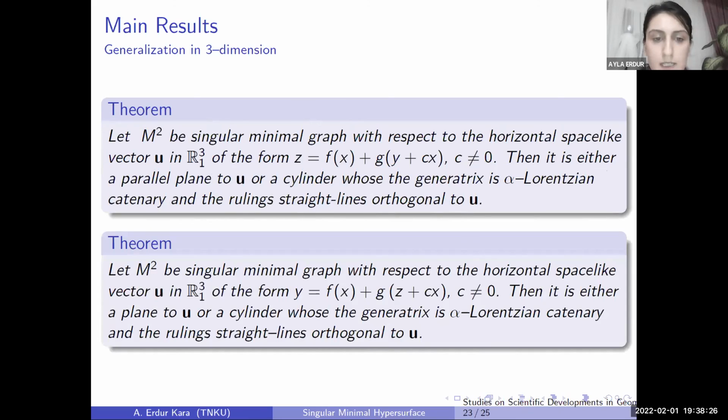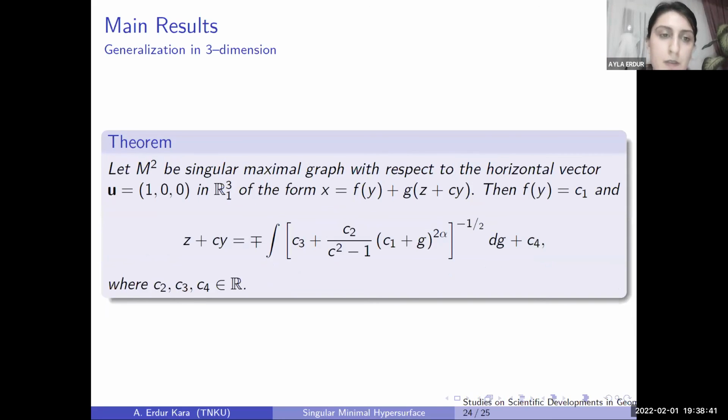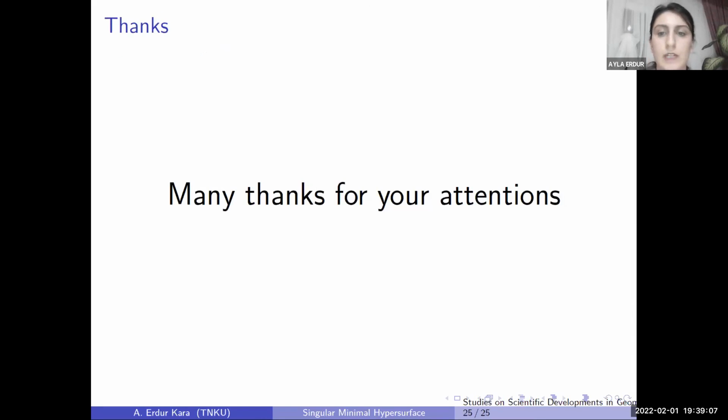And these results are satisfied in this form for timelike surfaces. In this form, singular minimal graphs with respect to the horizontal vector Y = (1, 0, 0): then f equals a constant. Many thanks for your attention.